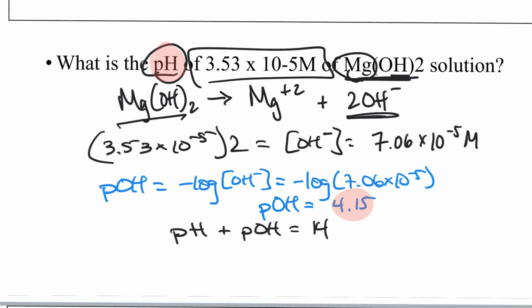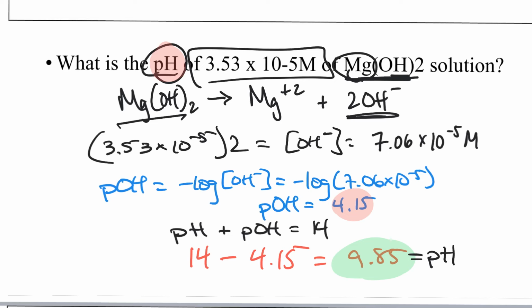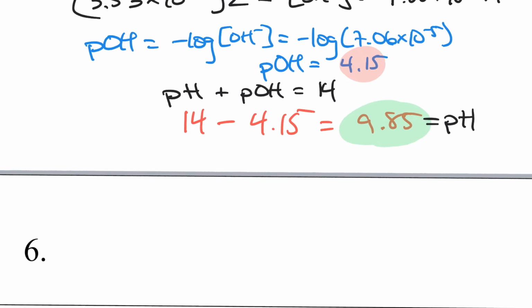All right, and so what you'll get here is that 14 minus 4.15 is equal to about 9.85. Okay, and so this is the pH. All right, and that's kind of like your final answer at this point. And once again, you really gotta make sure you read the question so you know exactly what you need to do and how to get there.